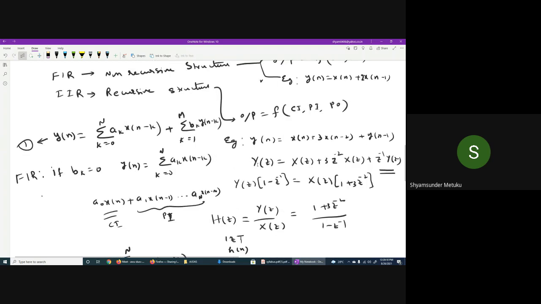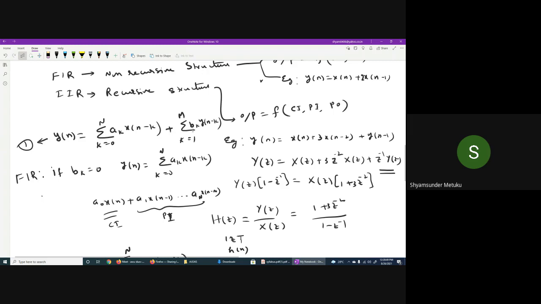Same thing, if you want to generalize an equation to represent a discrete structure, it can be written as y(n) = summation k = 0 to N of a_k x(n-k) + summation k = 1 to M of b_k y(n-k). If you look carefully, the output is a function of the current input in the first summation when k is equal to 0, the past inputs for the remaining values of k in the first summation, and the past outputs in the second summation, k = 1 to M, b_k y(n-k).